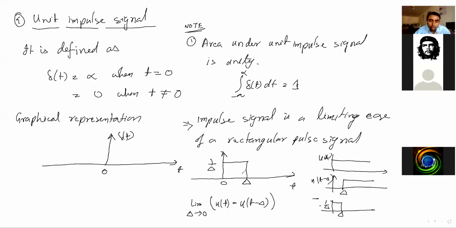Limiting case means when we decrease this width, this amplitude increases, because our aim is to keep the area enclosed by the signal at 1. When this delta approaches 0, then 1 by 0 means what? Infinity. That's why it is called a limiting case of the rectangular pulse. Okay.